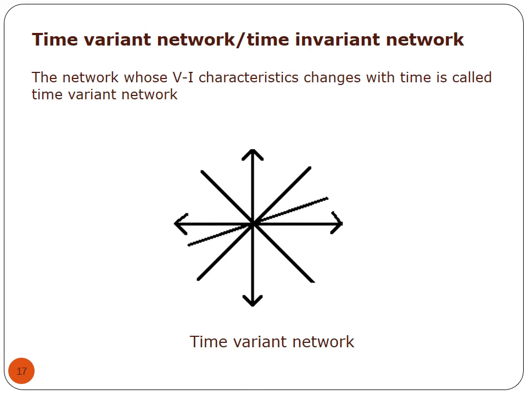The fourth type of network is the time variant and time invariant network. It is very simple to understand. The network whose V-I characteristics change with time is called a time variant network. So here in the figure you can see that three equations of straight lines are given, and all the lines are changing their V and I coordinates with respect to time. It means the behavior of the circuit changes with time. So that's why this kind of network is called a time variant network.